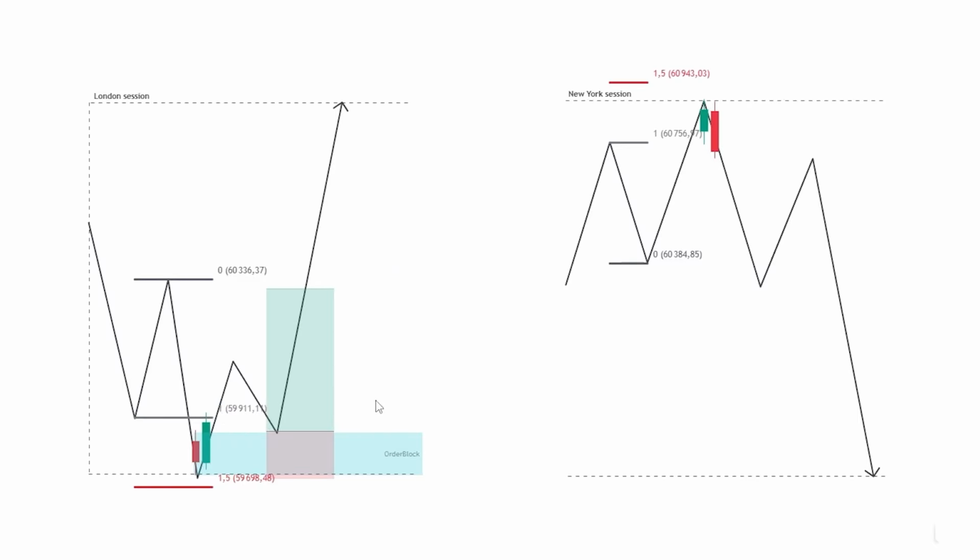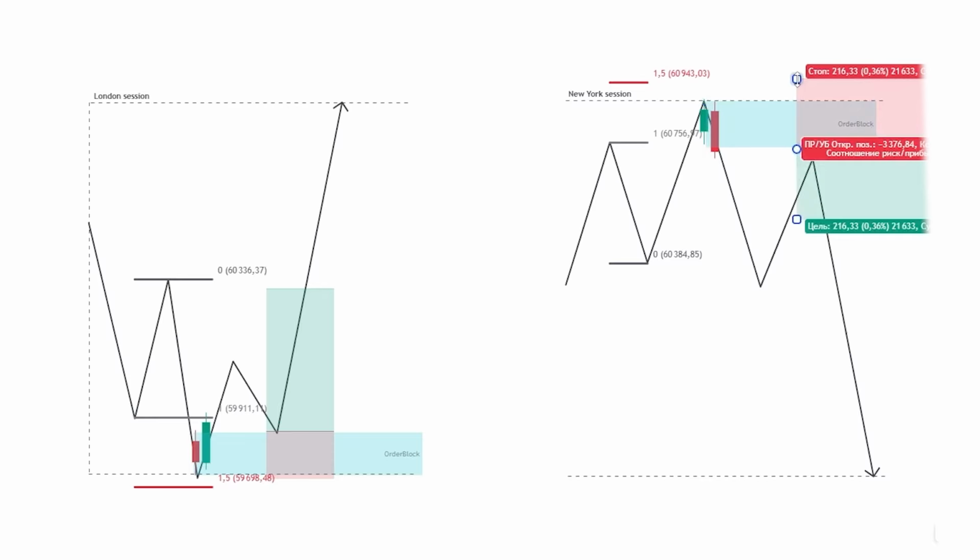The short scenario is traded in a similar way. We have the high of the US session, after which we see a sweep above the US session high that remains within the range from 1 to 1.5. After that, we mark the order block and place a pending limit sell order.